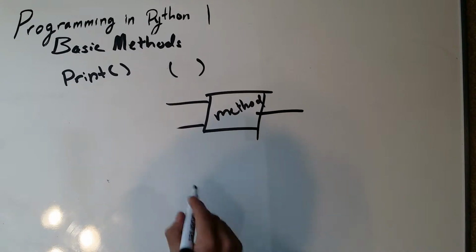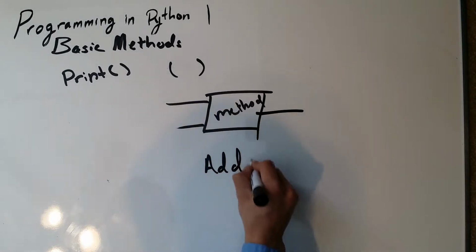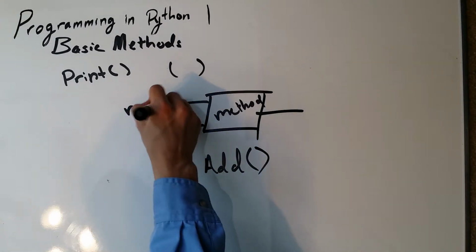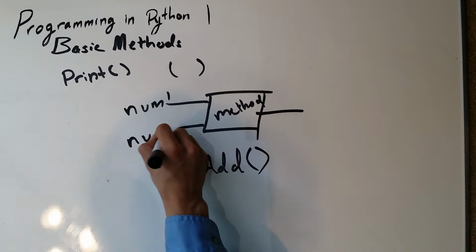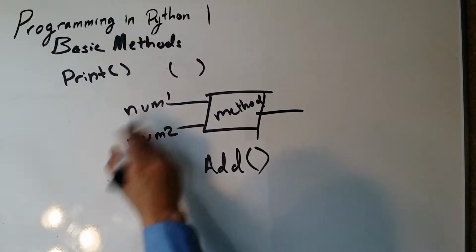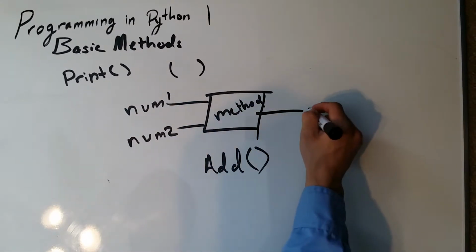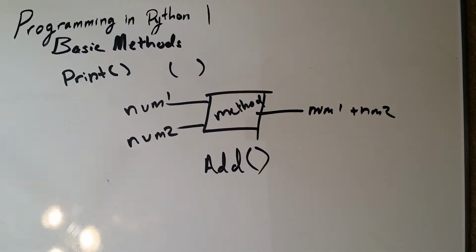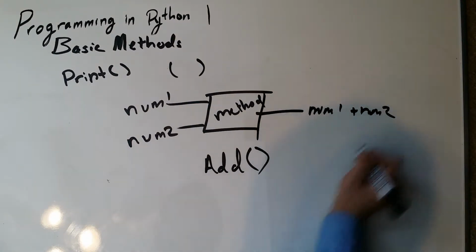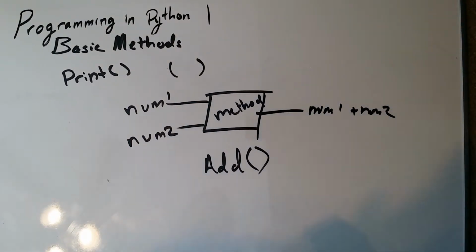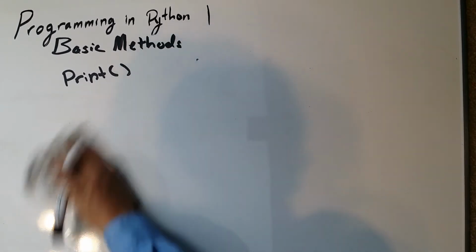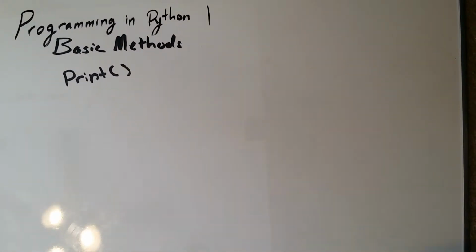So let's write our own method. We'll just do add, and we'll write it to add two numbers. So it needs num1, and we need num2. So we put num1 and we put num2 in, and we get num1 plus num2, and it just gives it back to us. Whoops, I forgot the u in the word num. That's all it does, and that's all it needs to do. So just remember, the parentheses are things that go into it. They're basically the inputs of the machine.